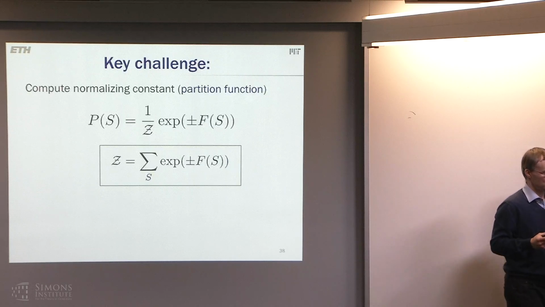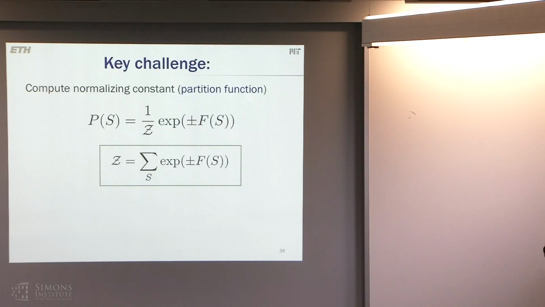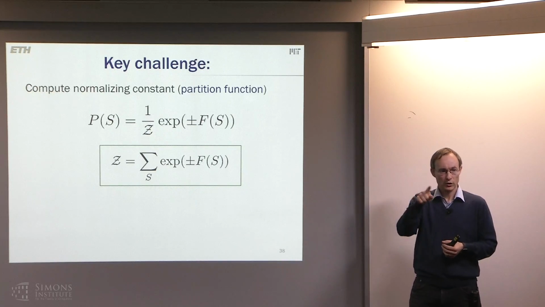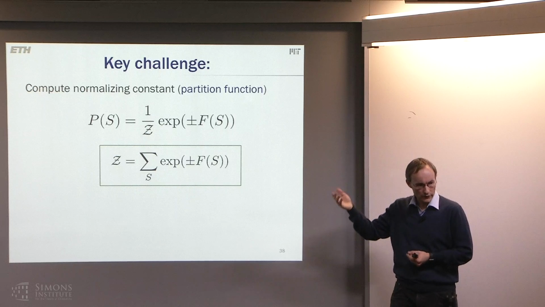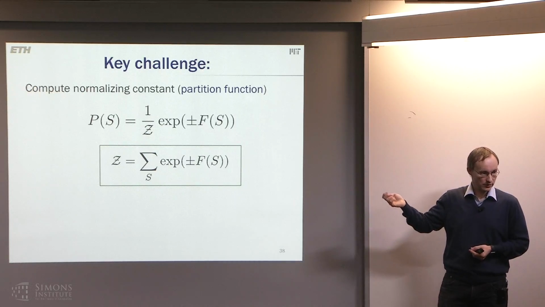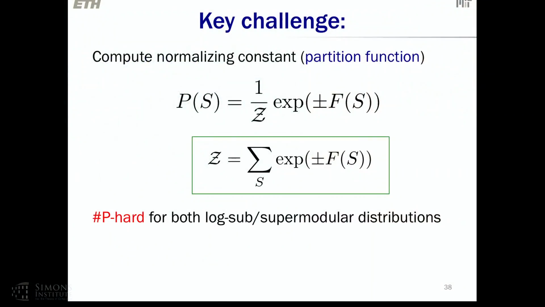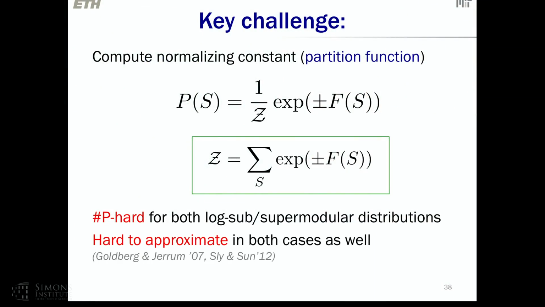Now the key challenge in probabilistic inference is to normalize the distribution. That means computing the partition function, right? Which is just the sum over all configurations S of the exponentiated energy function. And that problem in general is sharp-P hard in both the log sub and supermodular case, and there are some hardness of approximation results as well. Okay, now the question is, is there anything that can be said about approximations to probabilistic inference?